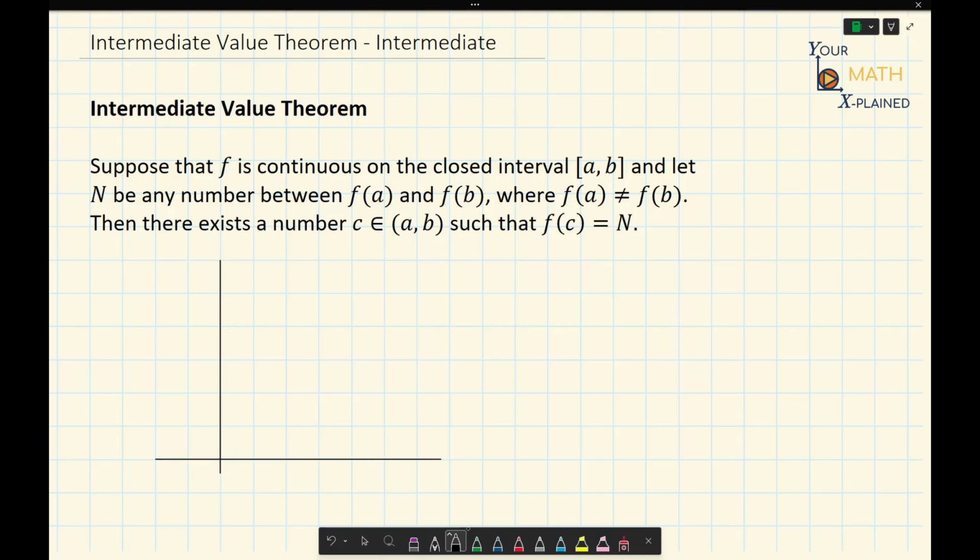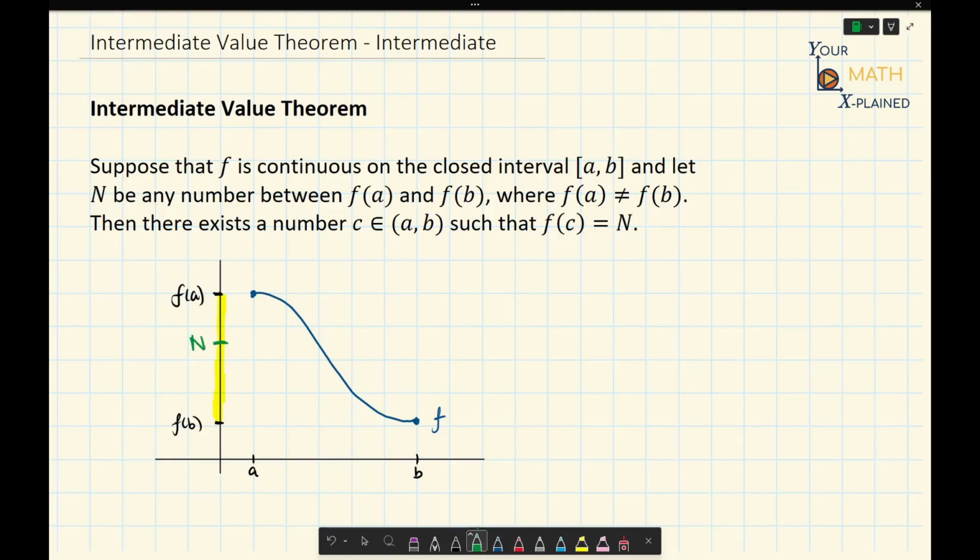So suppose that we have some continuous function, f, on the closed interval [a, b]. So that's going to be my a and that's going to be my b. So let's say my function f looks something like this. Now this over here, that is going to be my f(a). And then right over here, this is going to be my f(b). So here, this is my function f. Now n can be any number that is in between f(a) and f(b). So meaning we can pick n to be any number in between here. So let's say we pick n to be right over here.